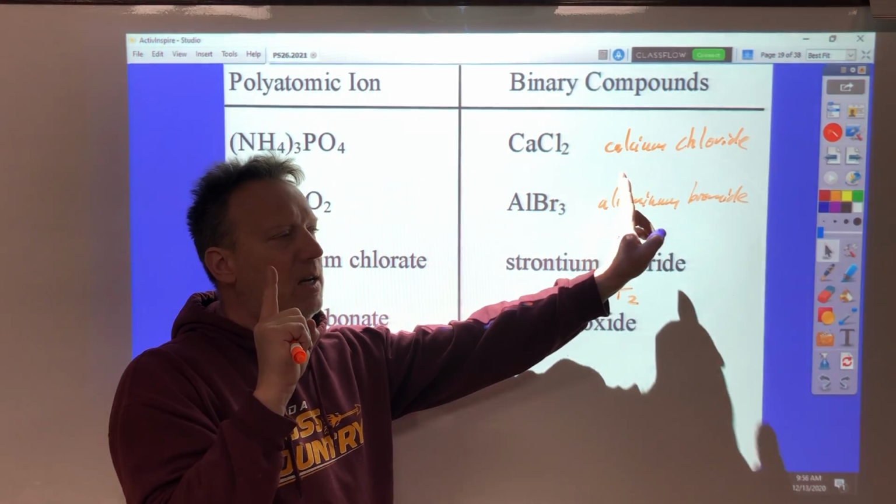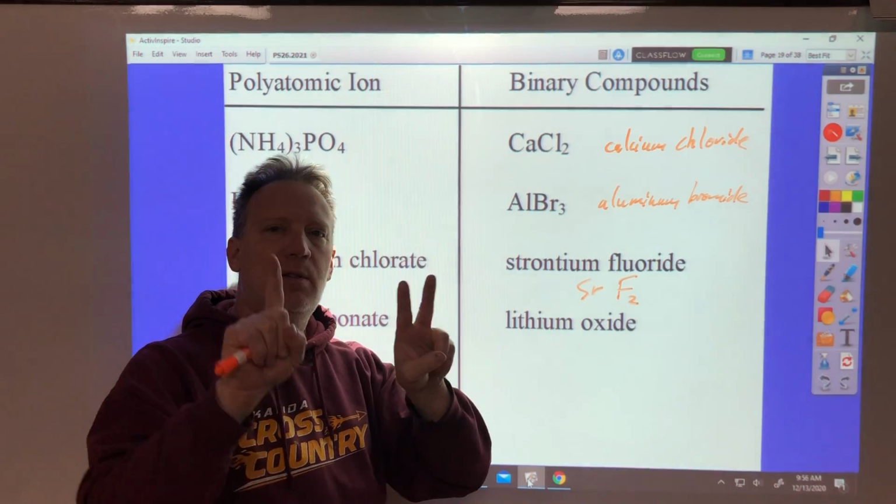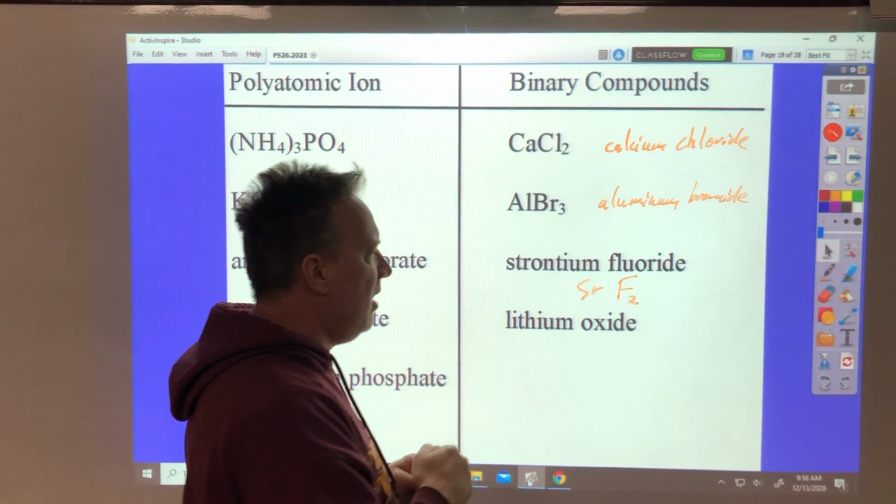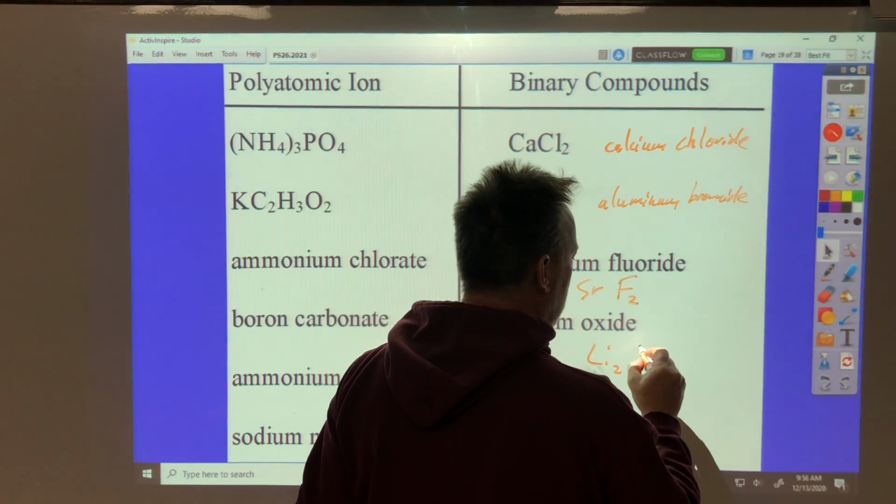And lithium is way over on the left, gives 1 valence electron away. Oxygen is close to the right at the top, takes 2 valence electrons. This is not a match, so you have to have another lithium. It should be Li2O.